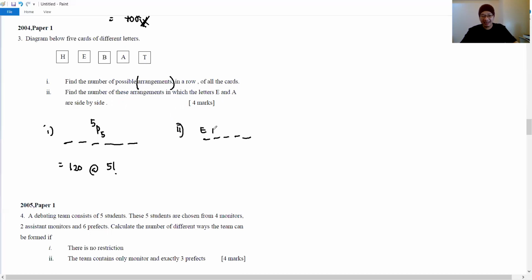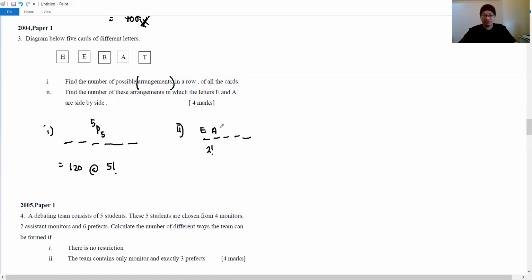So E and A here. Okay guys, similar to the previous example, right? We are talking about E and A, there are 2 alphabets here. So it will be 2 factorial. Why 2 factorial? Because it can be EA or it can be AE. That's why we put factorial.